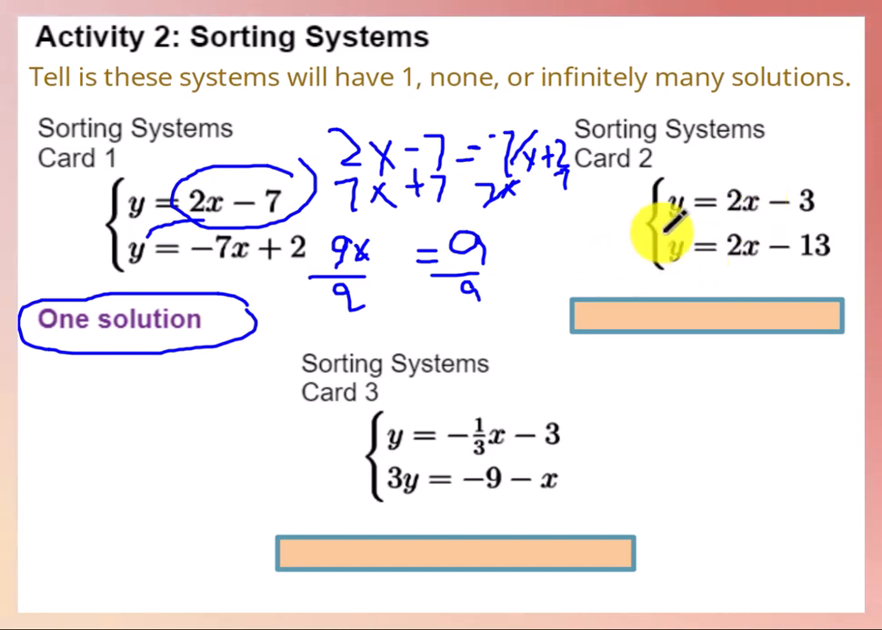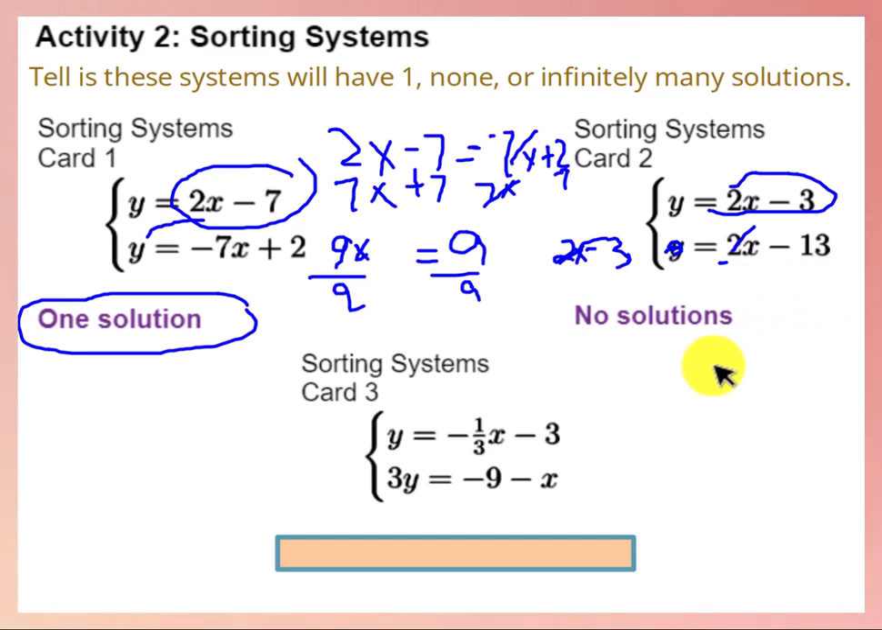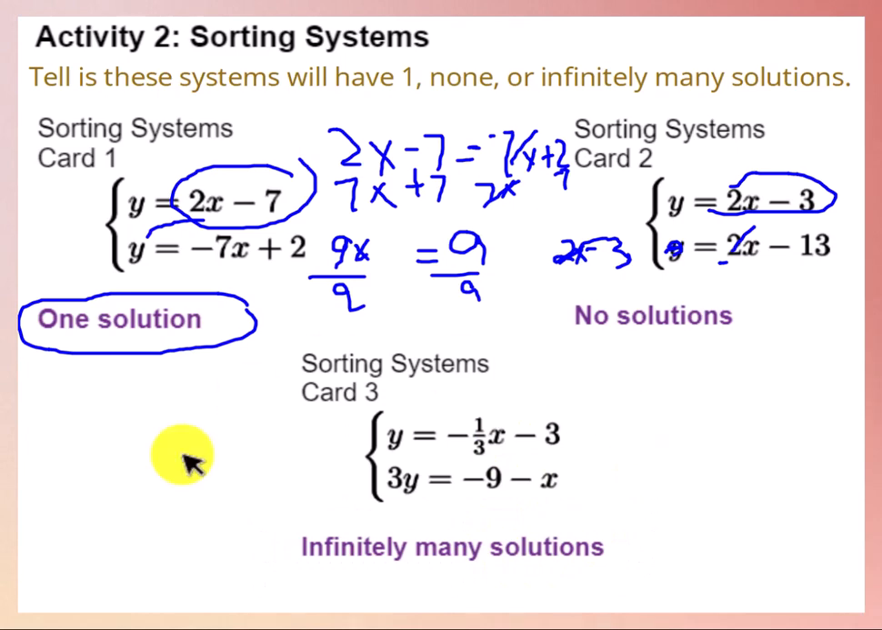For this one, again, I can substitute this in for y and get 2x minus 3 equal 2x minus 13. When I subtract 2x from both sides, it's going to cancel on both sides, and I get negative 3 equals negative 13, and that's never going to be true. So there are no solutions. And the last one, if I multiply this top equation by 3, I'll get the same equation here. That's infinitely many solutions.